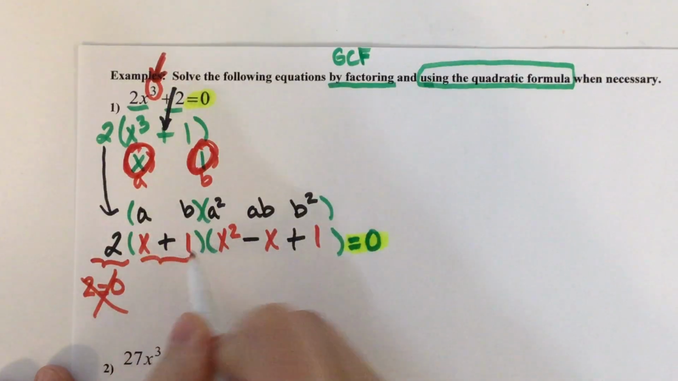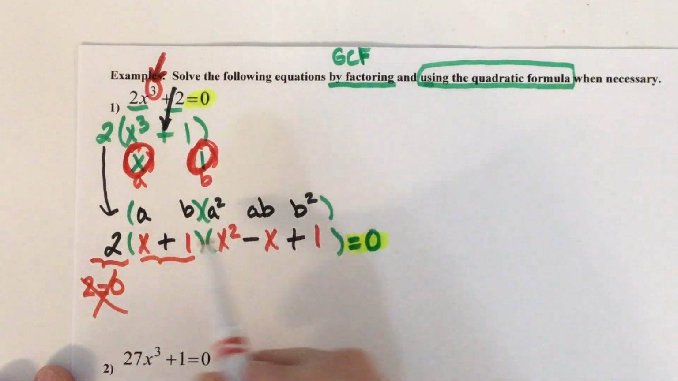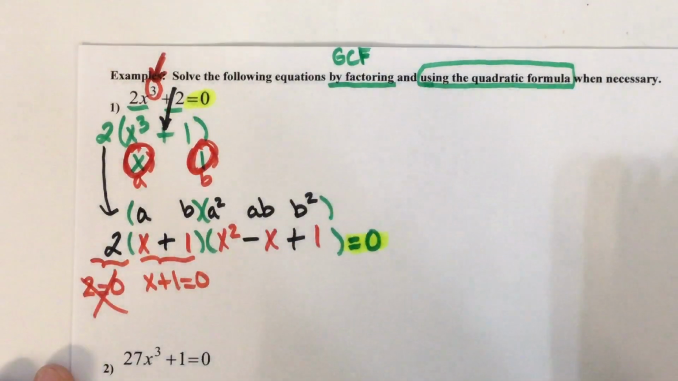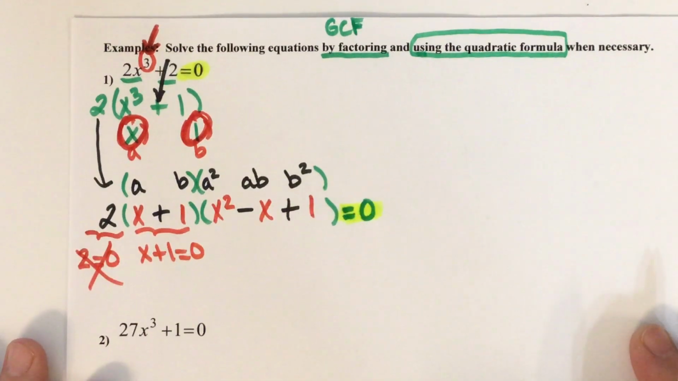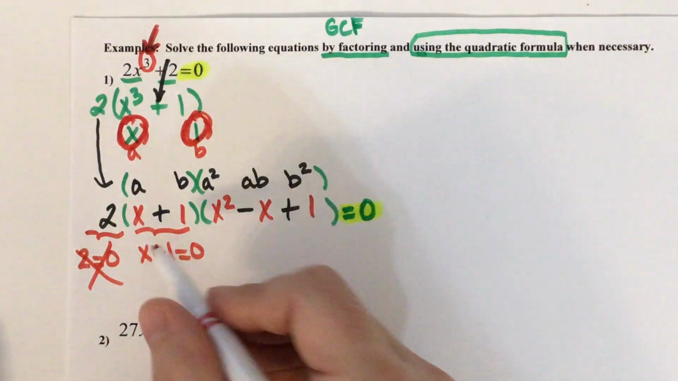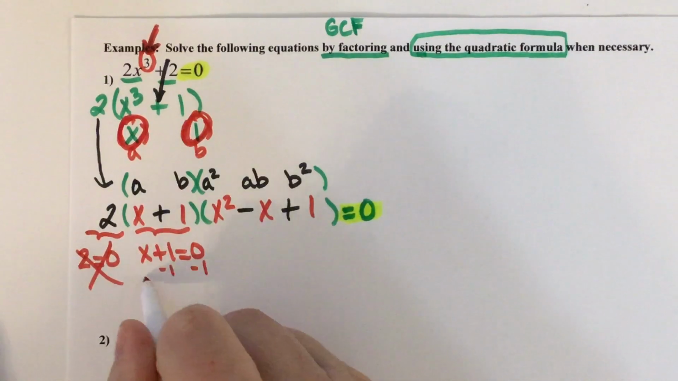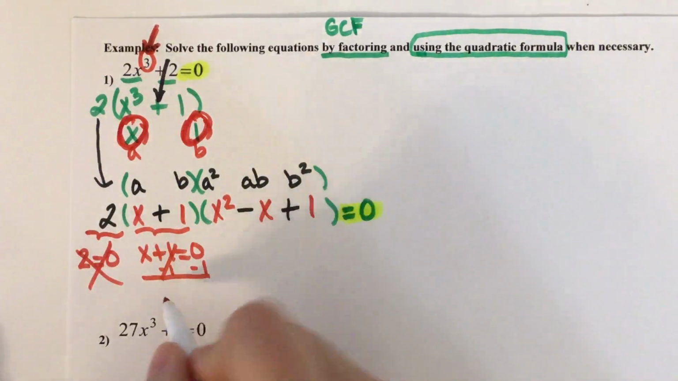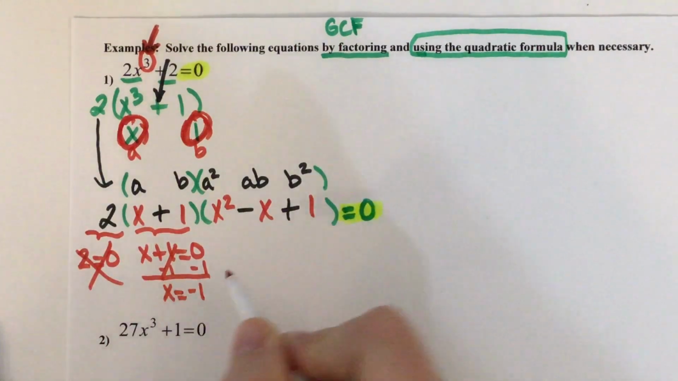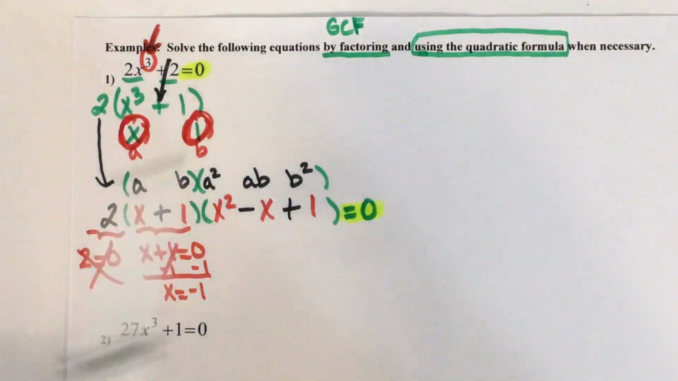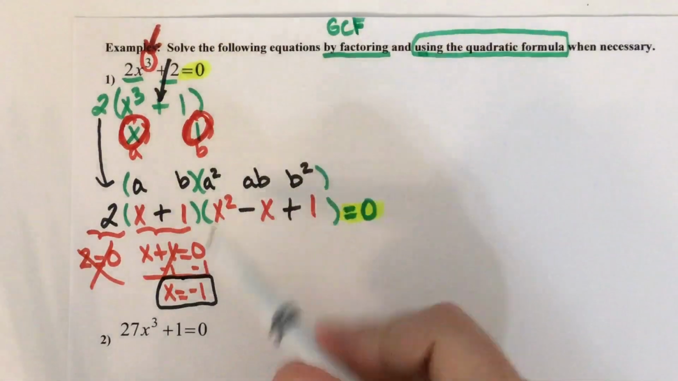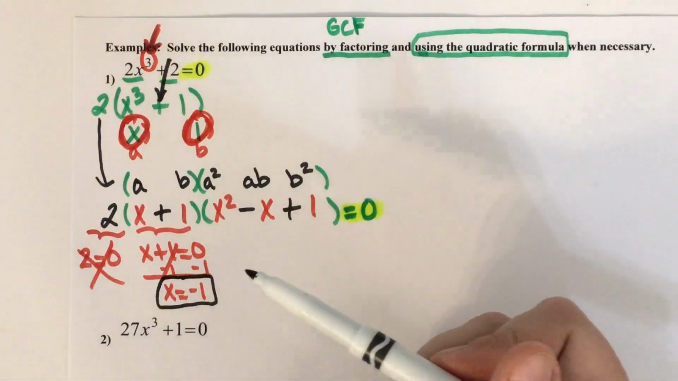Next, I'm going to take my second factor, x plus 1, and set it equal to 0. Now this equation I can solve for. What do you think you would do to get x by itself? Subtract 1. You get rid of addition with subtracting. And what do you get if you subtract 1? -1. Okay, that's one answer. I need 3 answers total because that's a 3. So I need to find the other 2.